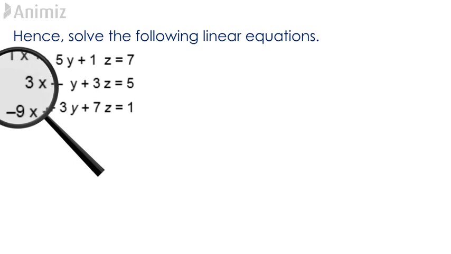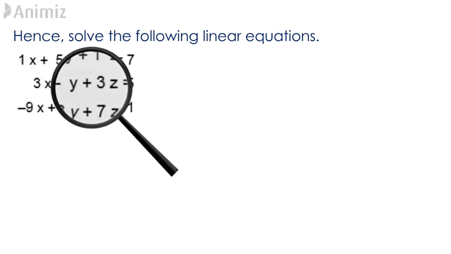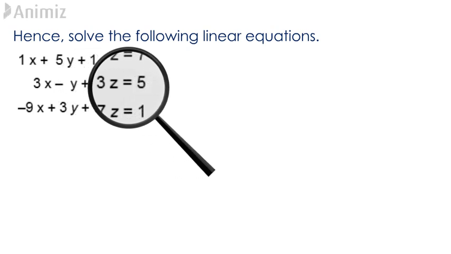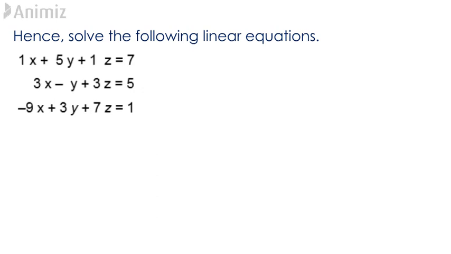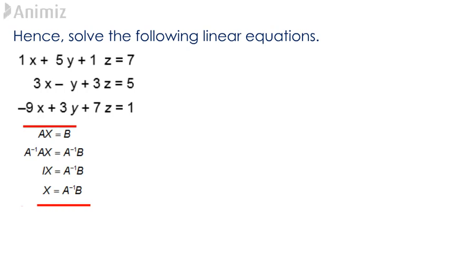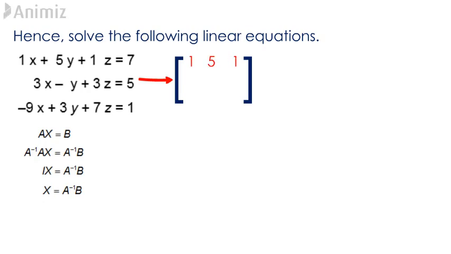Hence, solve the following linear equations. x plus 5y plus z equals 7, 3x minus y plus 3z equals 5, -9x plus 3y plus 7z equals 1. Going by our understanding of Ax equals B, which goes on to give us x is equal to A inverse B, let us look at the matrix equation we have here.